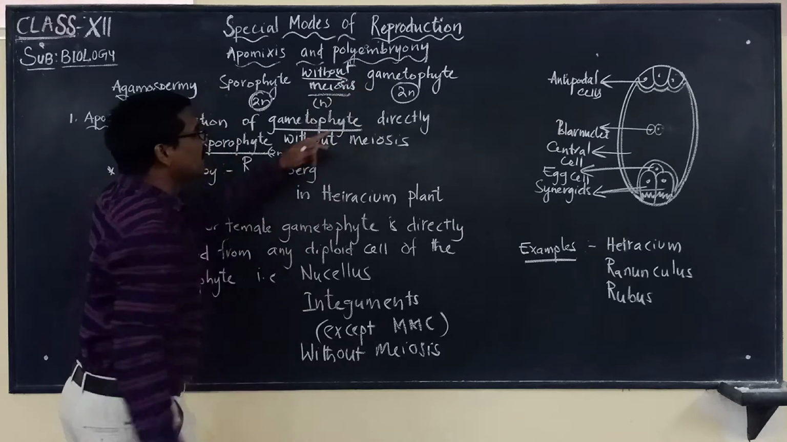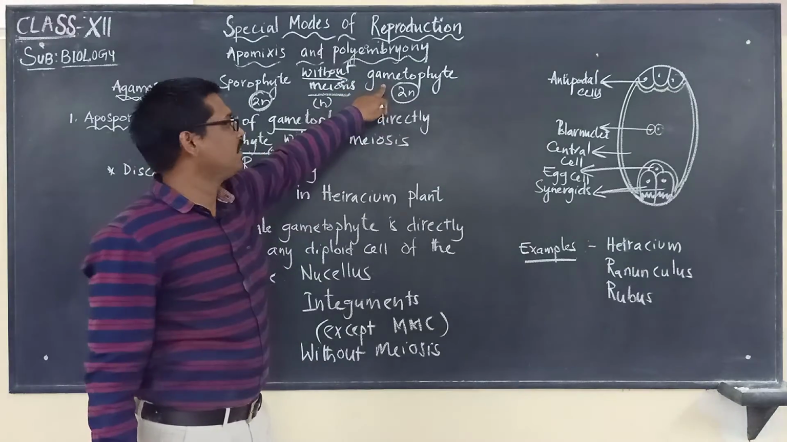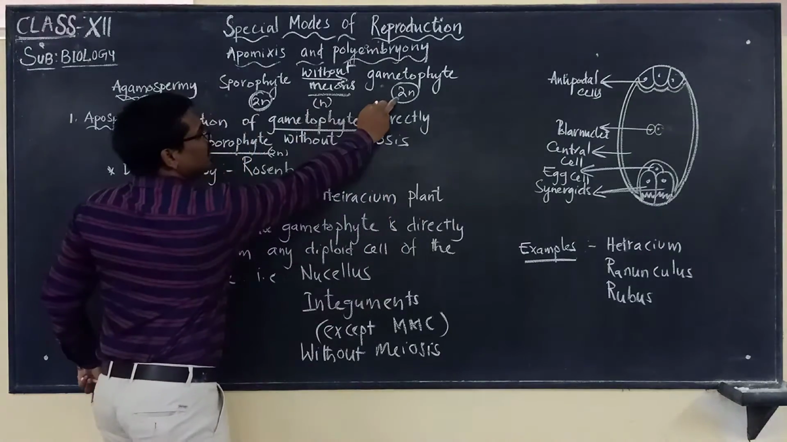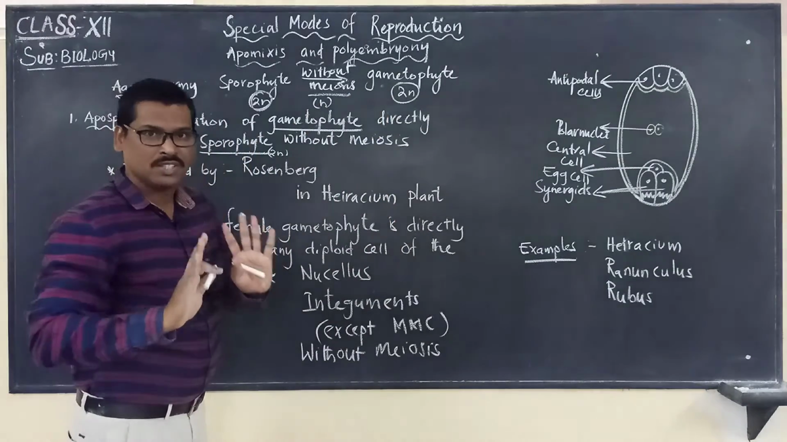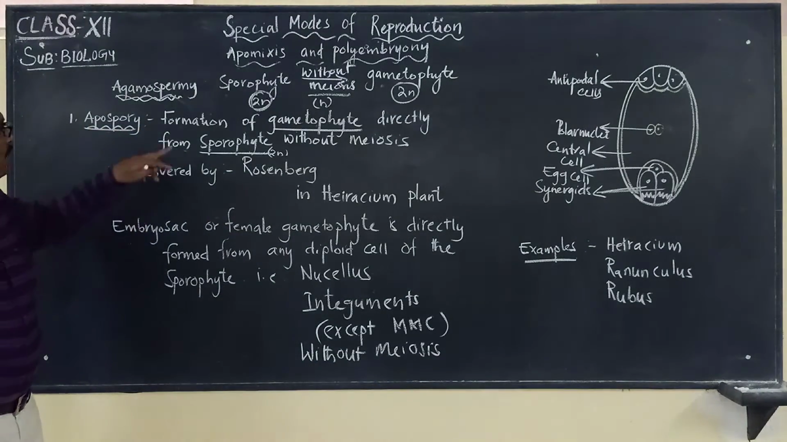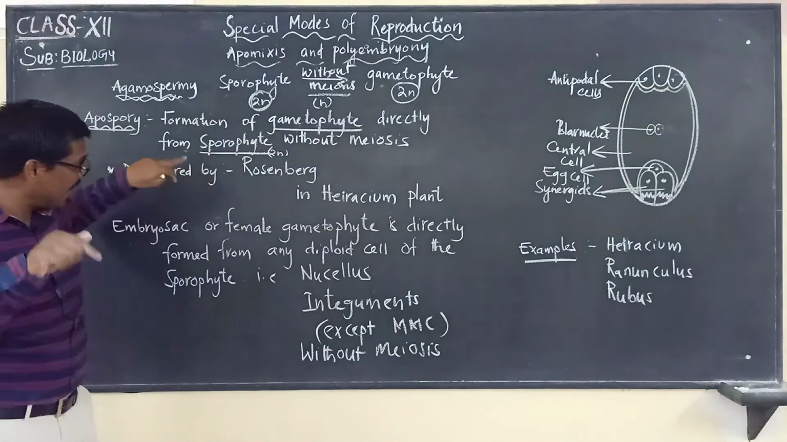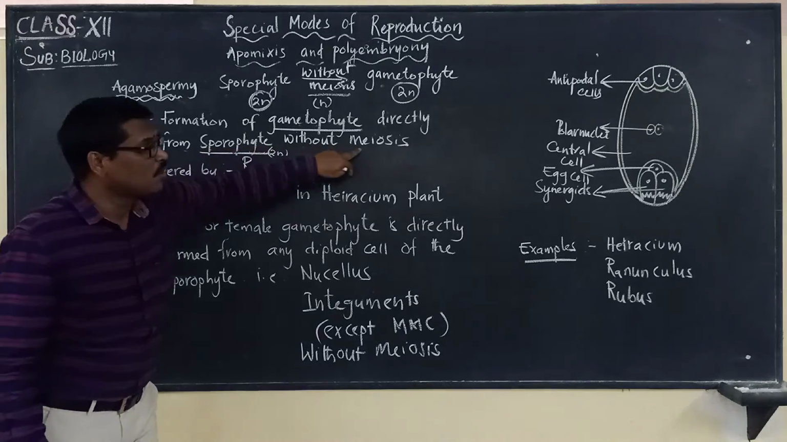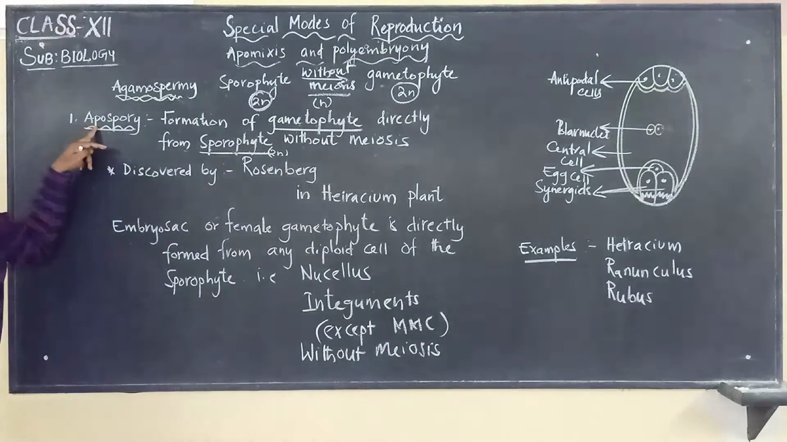meiosis, it is producing what? Gametophyte. Which means now it is also diploid only. So that process we are calling it as what? Apospory. Formation of gametophyte directly from sporophyte without meiosis is called as apospory.